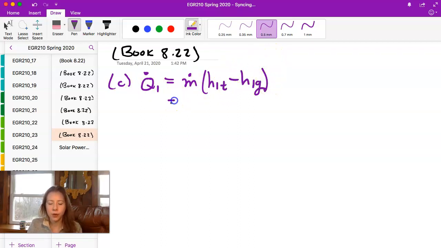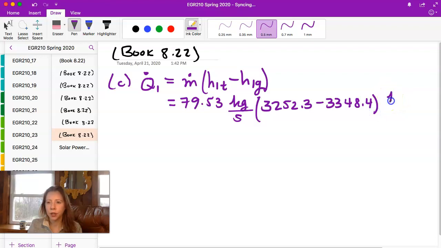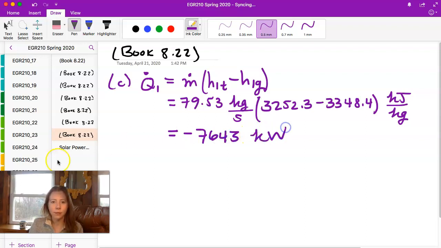And so this is going to be 79.53 kilograms per second times 3252.3 minus 3348.4 kilojoules per kilogram. And this is going to give us minus 7643 kilowatts.